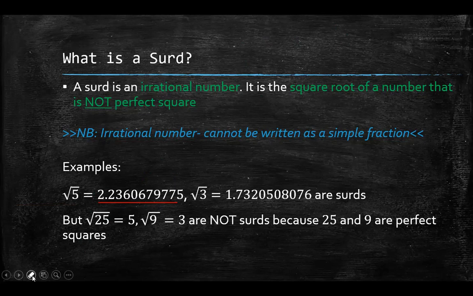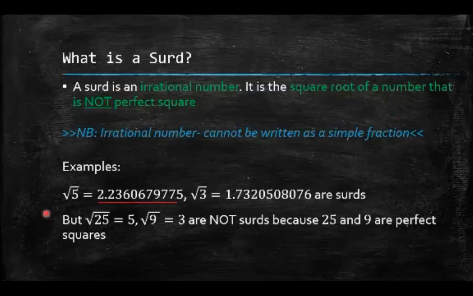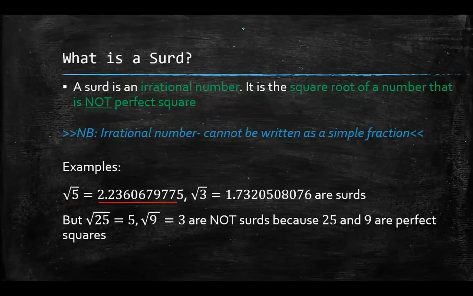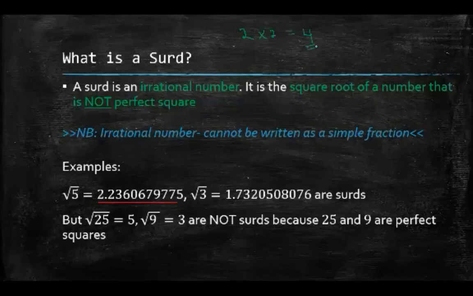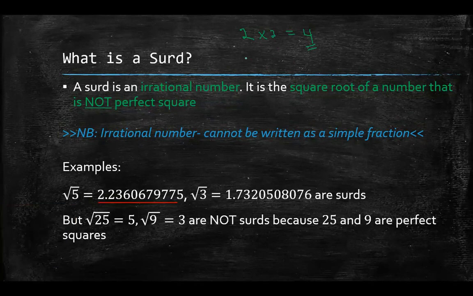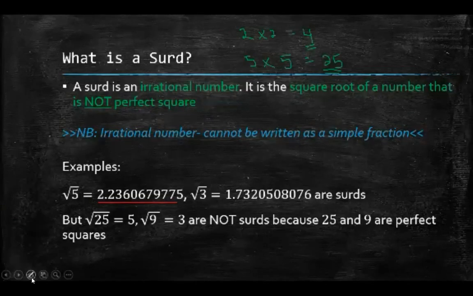Okay, so back to surds. We know that it's an irrational number, and it's also the square root of a number that is not a perfect square. What is a perfect square? Say I have 2 times itself, whatever this product is, this is called a square number. I mean a perfect square. Same if I had 5 times 5 is equal to 25. I'll say that 25 is a perfect square.